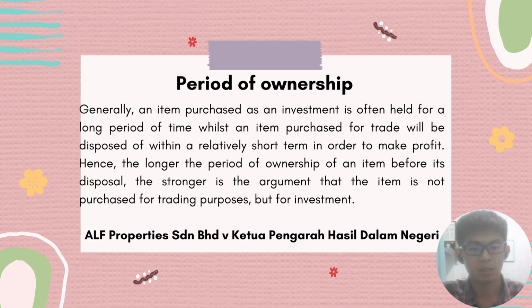The second badge of trade is period of ownership. Generally, an item purchased as an investment is often held for a long period of time, whereas an item purchased for trade will be disposed of within a relatively short term in order to make profit. Hence, the longer the period of ownership of an item before its disposal, the stronger is the argument that the item is not purchased for trading purposes but for investment. ALF Properties Sdn Bhd versus Ketua Pengarah Hasil Dalam Negeri is the Malaysian case under period of ownership.